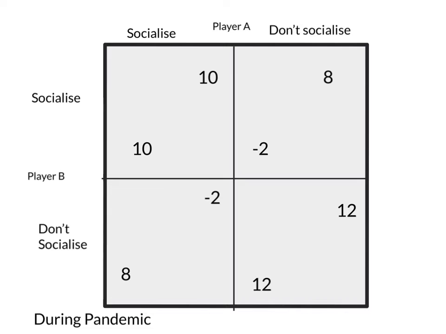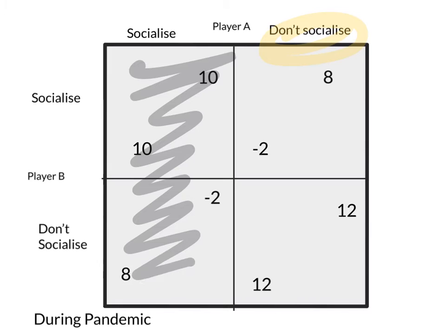But what happens if player B thinks that player A is not going to socialise? Well, in that situation, we're going to be in the right-hand column, so we can get rid of this left-hand column from player B's perspective. They think that player A is not going to socialise. So what's player B's choice? Well, player B could choose to socialise. They could go to the bar. The bar's not going to be buzzing. They're risking infection. Bad situation.